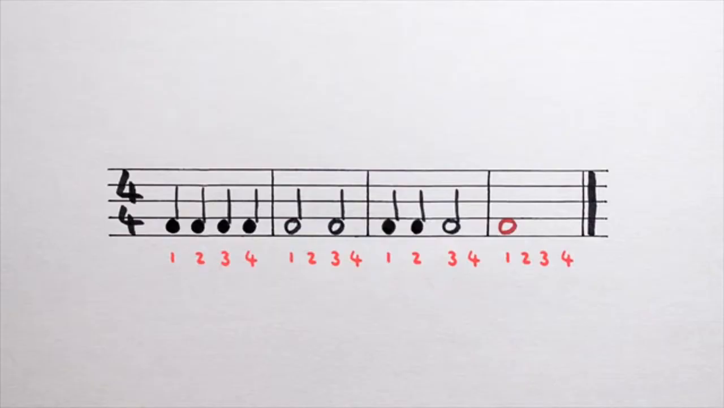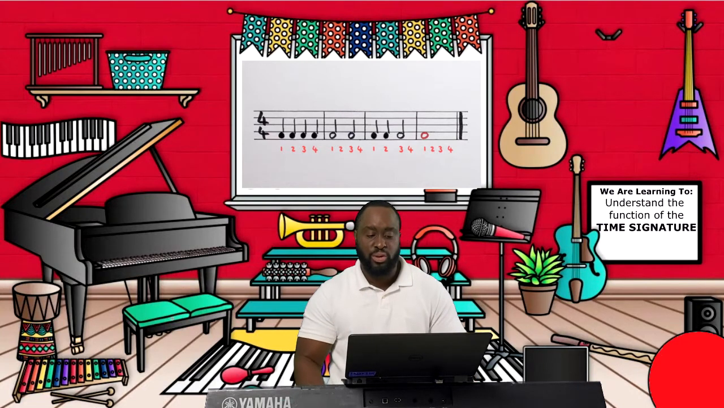So let's try that again. Here we go. 1, 2, 3, 4. 1, 2, 3, 4. 1, 2, 3, 4. 1, 2, 3, 4. Okay? So that is 4 beats in a bar. We're just going to focus today really on the top number of the time signature.